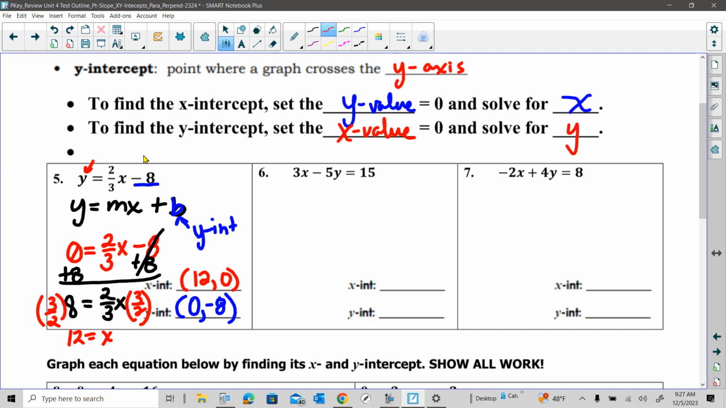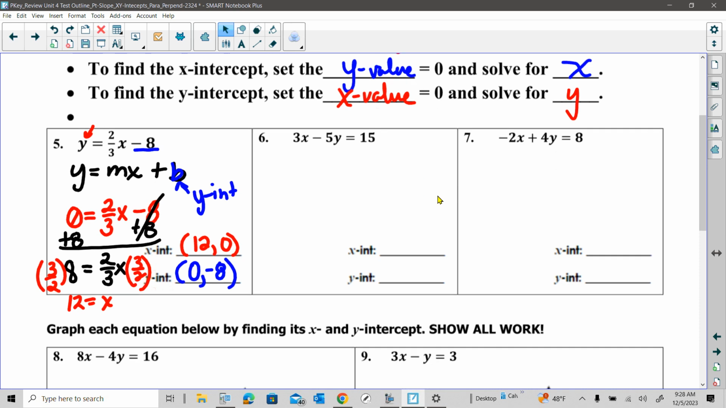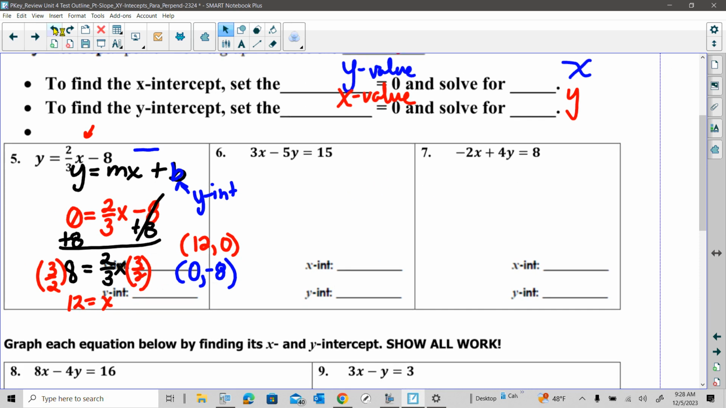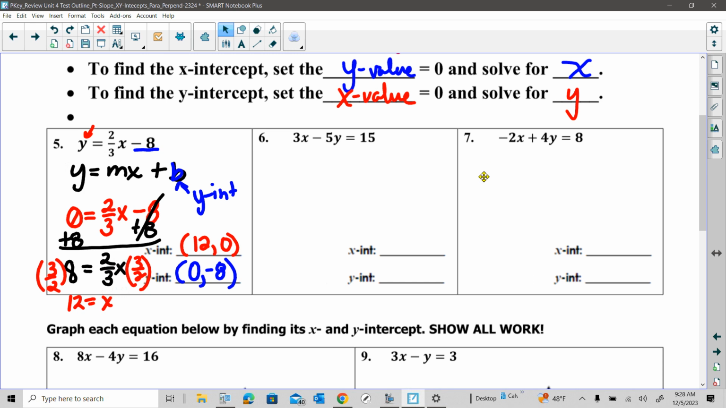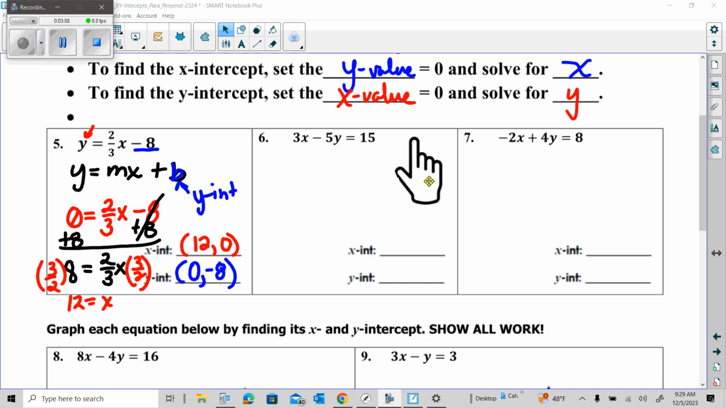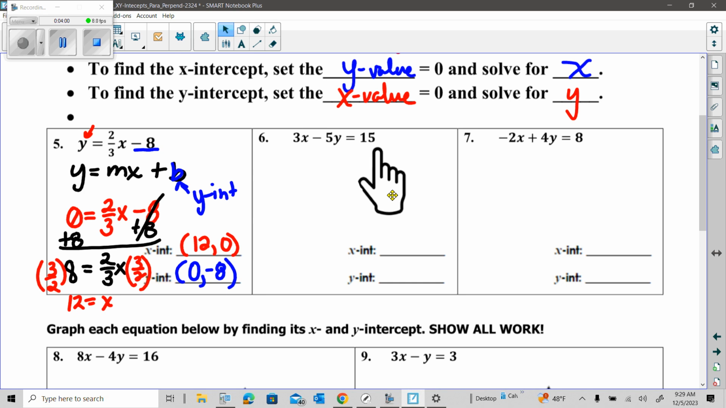Now, this is if it's in slope-intercept form. If it's in standard form, guys, this is an example of standard form, 3x minus 5y. See how the x and y are on the left side? Do y'all remember me showing you and talking about covering up? Where is it at? Yeah, why is it not showing? Dang it. Let me pause it. Okay, so you can cover up, like if I want to find the x-intercept, you cover up the y.